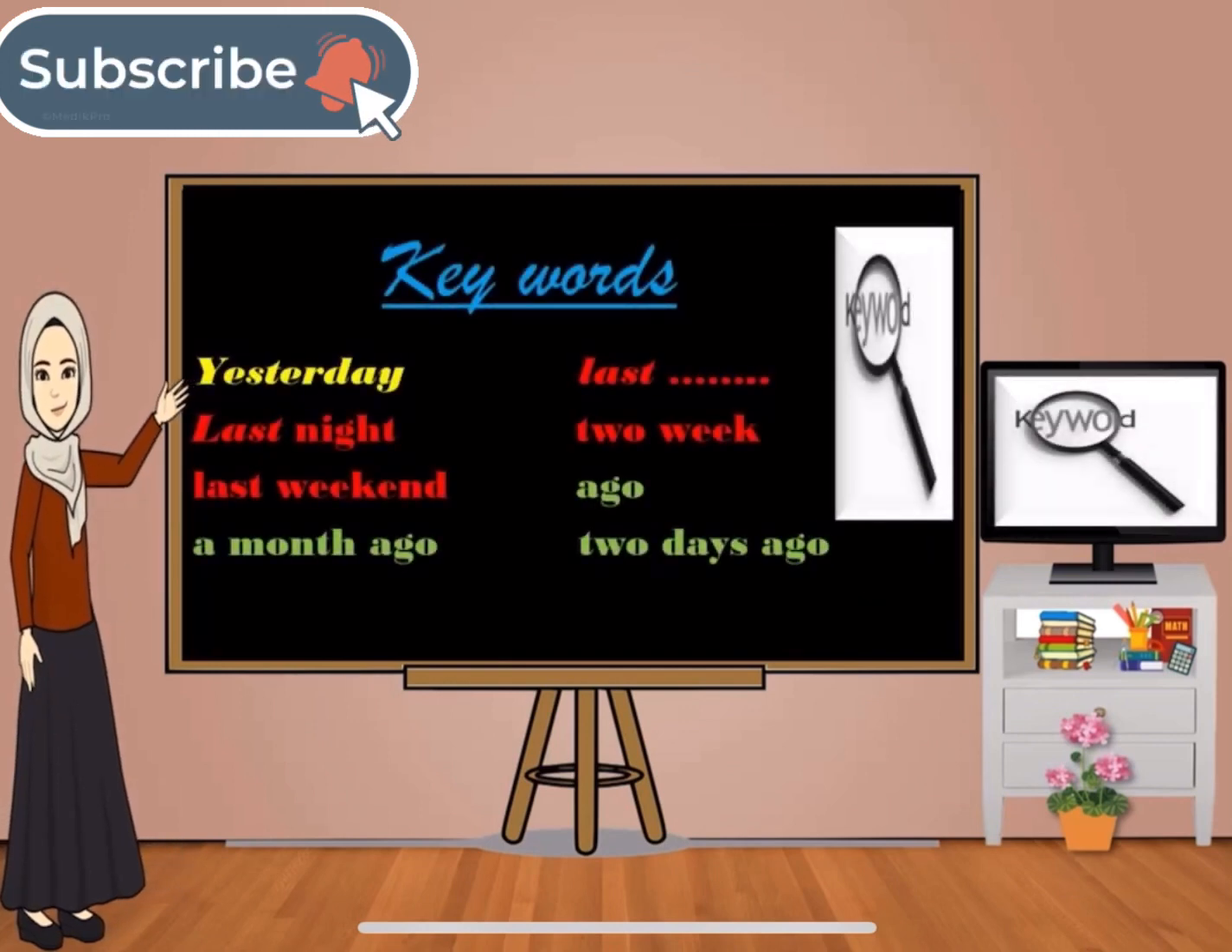We use it mainly with these key words: yesterday, last, last night, last week, last weekend, last month, last year, and the word ago, like 2 months ago, a month ago, 2 days ago, or an hour ago.